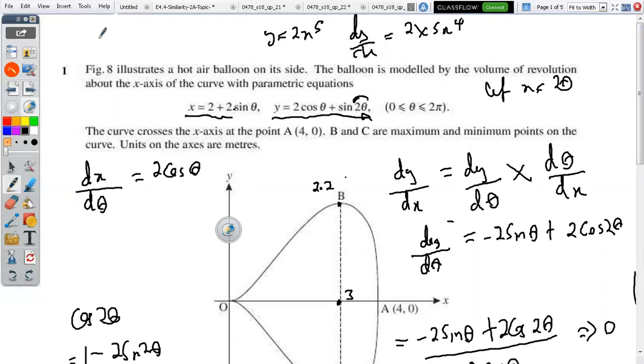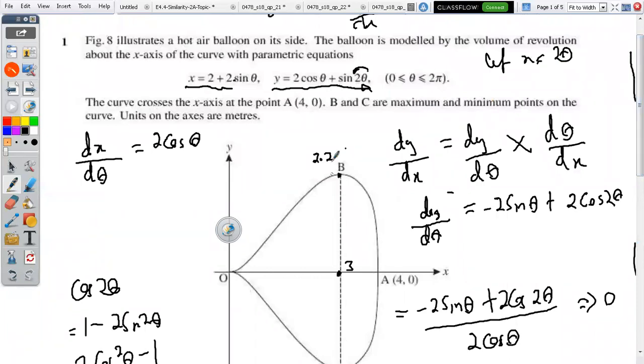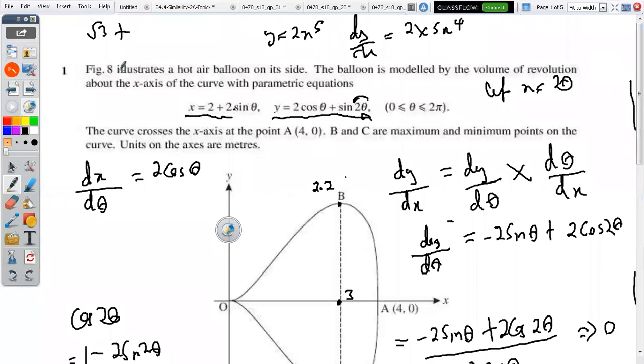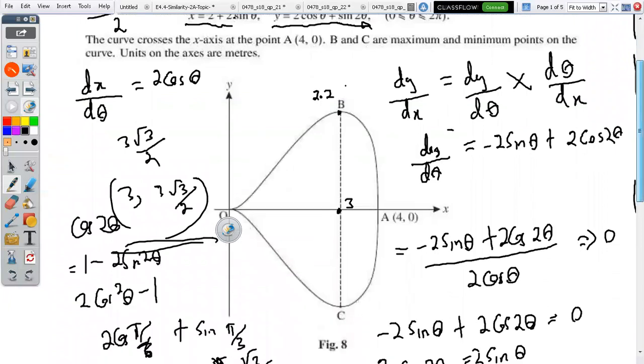So you see, when they say exact value, that's what you do: root 3 plus root 3 over 2. 2 is the common denominator, so it's 2 root 3 plus root 3, over 2. Are we agreeing? Yes. And you add this, you get 3 root 3 over 2. So those coordinates are 3 and 3 root 3 over 2. That's what they mean by exact values. Clear? Yes.